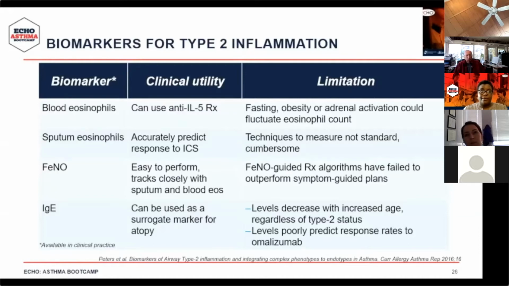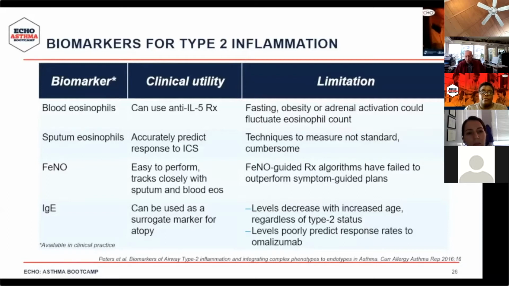They're cumbersome, but certainly there are research studies and protocols that use sputum eosinophils routinely, and they can accurately predict response to inhaled corticosteroids. FeNO, fraction of exhaled nitric oxide. These tests are easy to perform. They're often bedside or point of care tests, and they can track closely with sputum or blood eosinophils, and they represent airway eosinophilic inflammation. However, the American Thoracic Society FeNO-guided treatment algorithms have really not helped outperform symptom-guided plans.